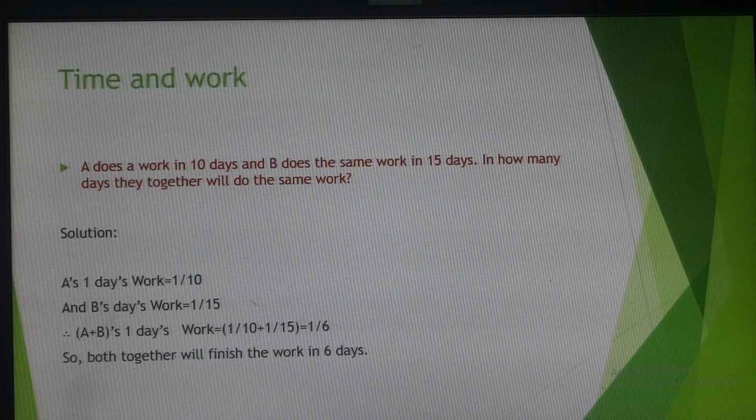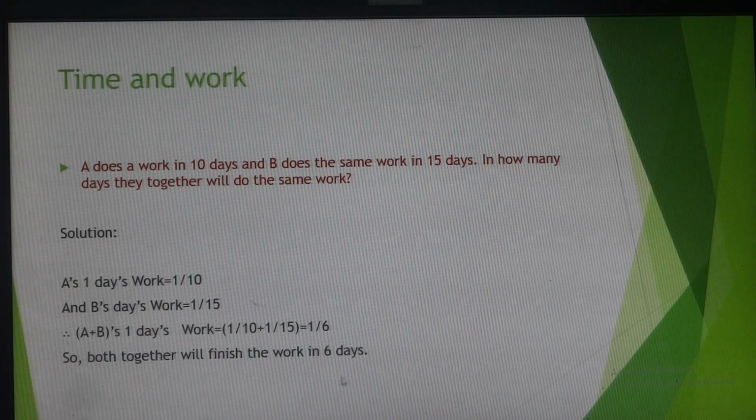Next question. A does the work in 10 days and B does the same in 15 days. How many days will they together do the same work? So A's 1 day's work is 1 by 10, B's 1 day's work is 1 by 15. A plus B's 1 day's work will be 1 by 10 plus 1 by 15, 1 by 6. So both will complete the work in, reciprocating this answer, 6 days.